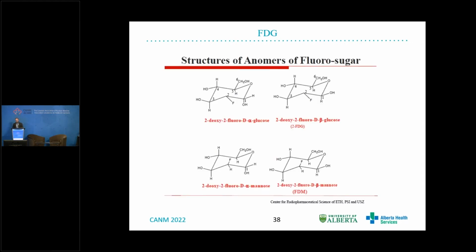So these are the anomers of the fluorosugar. You could have the alpha glucose or the beta glucose, which is the FDG, or the alpha mannose or the beta mannose, which is FDM. In North America, we don't check for FDM. In Europe, they have to do an HPLC analysis to check the amount of FDM in their product.